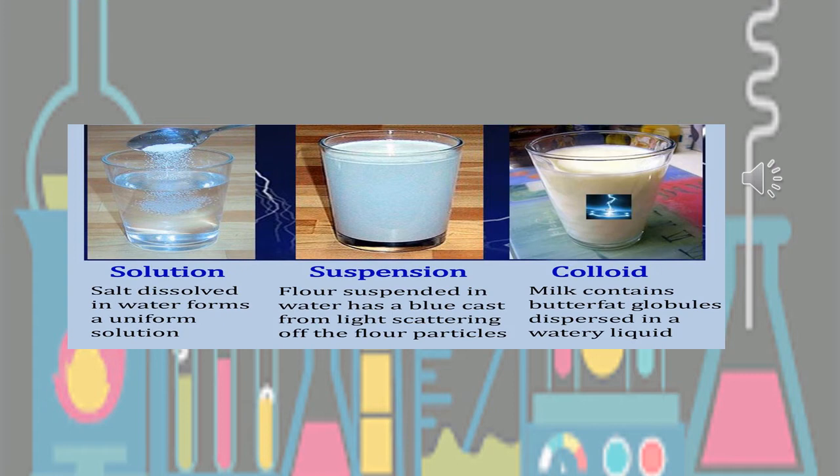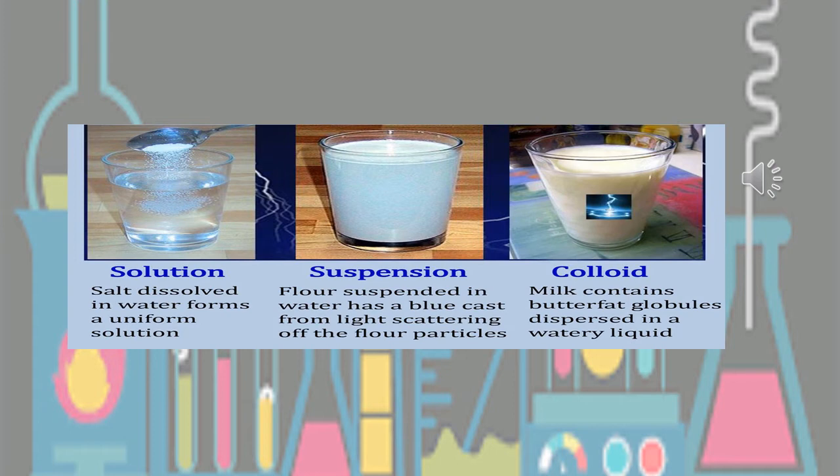In a true solution, we have seen that particles never settle down, but in a suspension, particles slowly settle down at the bottom. In a colloidal solution, we can see a cloudy mixture form. These types of solution are called colloidal solutions. An example is milk powder in water. And a colloidal solution is a heterogeneous mixture.